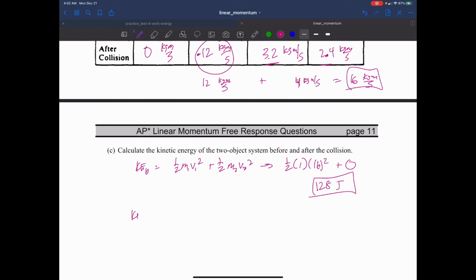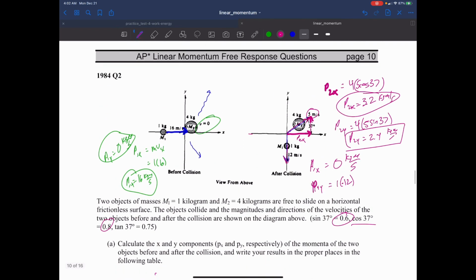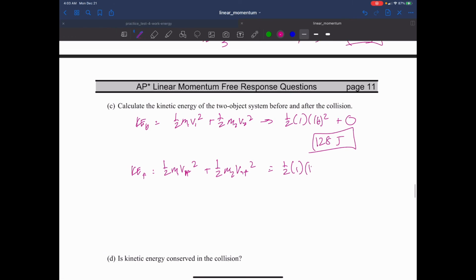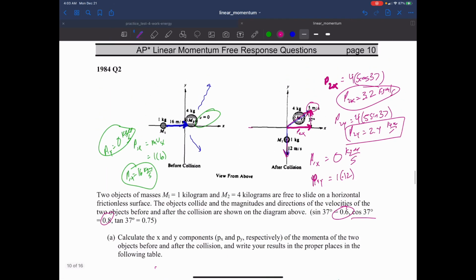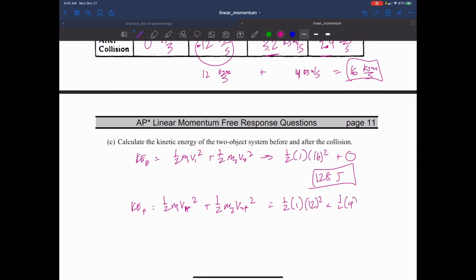After the collision, KE final is 1/2 m1v1 final squared plus 1/2 m2v2 final squared. This is going to be 1/2 times 1, and the velocity of this object at the end was 12. And for this one, the velocity was 5. So what's half of 144? It's early, so 144 divided by 2 is 72. So 72 plus 25 times 4 times 0.5, which is 50. Looks like 122 joules.